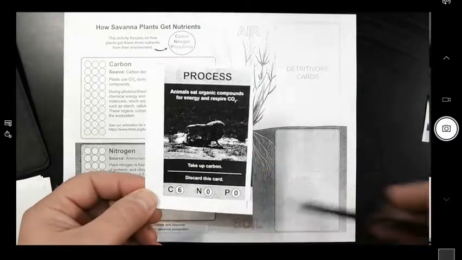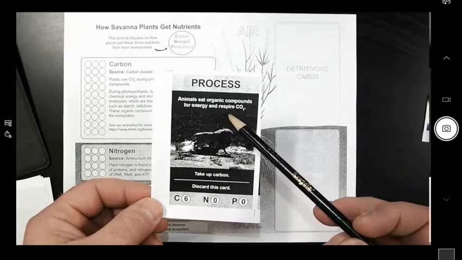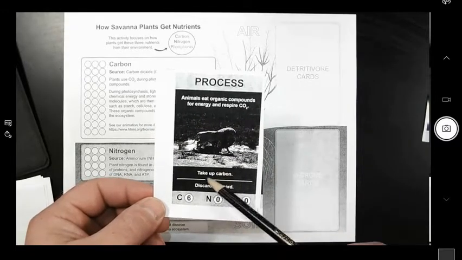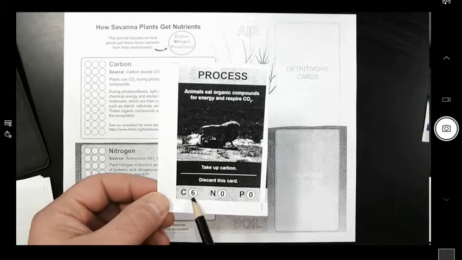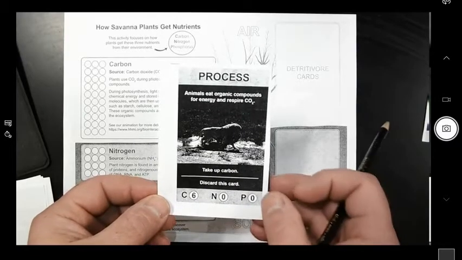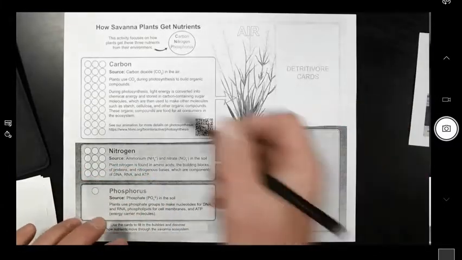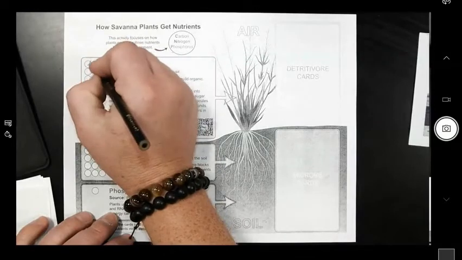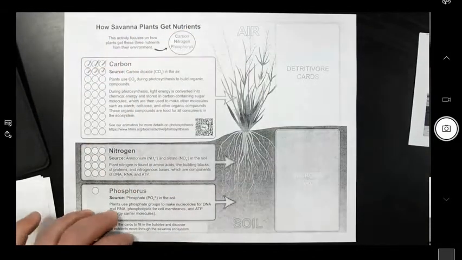Next, animals eat organic compounds for energy and respire CO2. Take up carbon. This one doesn't require soil microbes, so we'll see we've got 6 carbon here, and 0 nitrogen and 0 phosphorus. All right, there's our carbon.